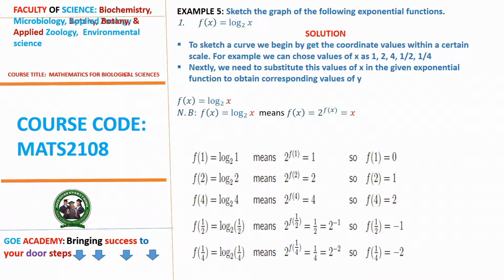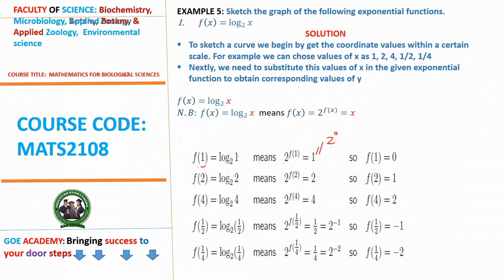Observe that for the first case, when x is equal to 1, we are going to have log 1 base 2 if we substitute, and this means we have 2 raised to the power f(1) equal to what? 1. It means that 2 raised to the power f(1) is equal to 1. Now observe that this 1 is the same as 2 raised to the power 0. Since the bases are the same, we just equate the powers. So f(1) will just be equal to 0.